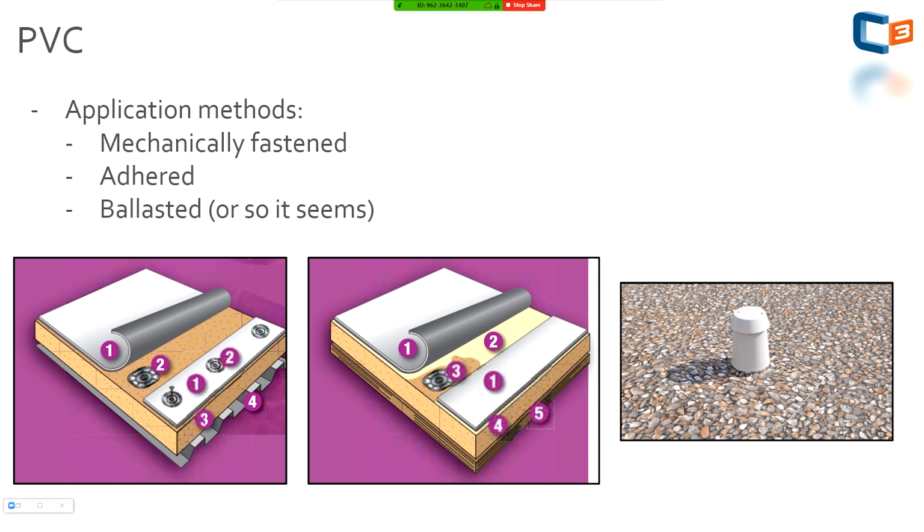Application methods here. So we have also mechanically fastened, adhered, and there's actually some manufacturers that print ballast on the membrane. So Duralast does this, and it's just important to know that sometimes you'll run into this print where you might think it is ballasted EPDM, and it's not. So just be aware of that.